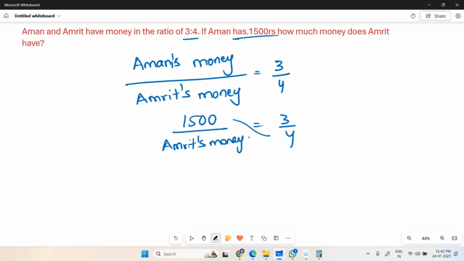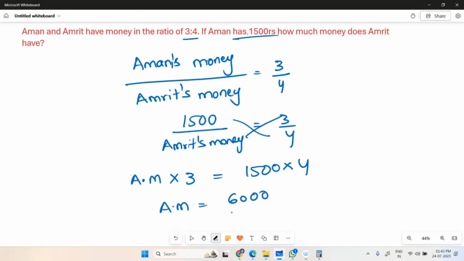Now let's cross multiply. Amrit's money times 3 equals to 1500 times 4. By cross multiplying, we will get to know how much money Amrit has. Amrit's money times 3 equals to 1500 times 4. So Amrit's money equals to 6000 by 3, which means 2000. So Amrit has 2000 rupees.